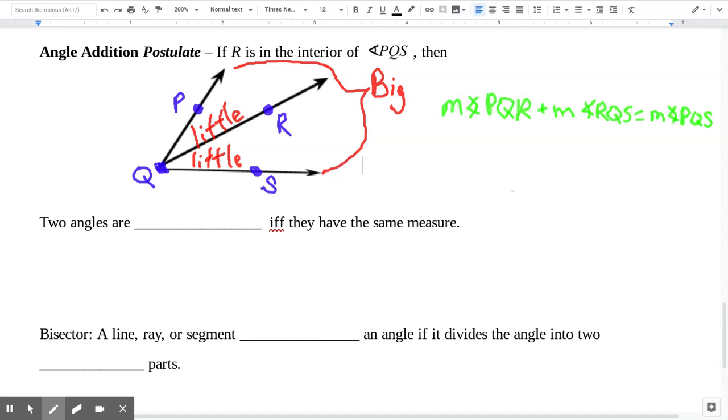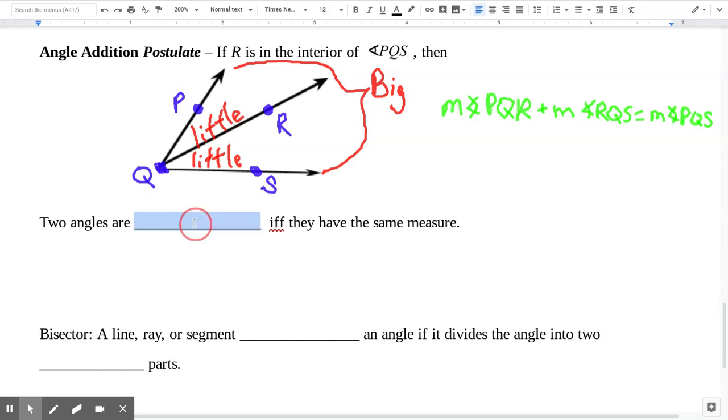So a couple things to note here. We can't add pictures together, so we can't add angles together. We can add their measurements together because their measurements are numerical values. So just like with segments, the measures can be equal, the measures can be added. But if the angles are the same size, we do have the same classification there.